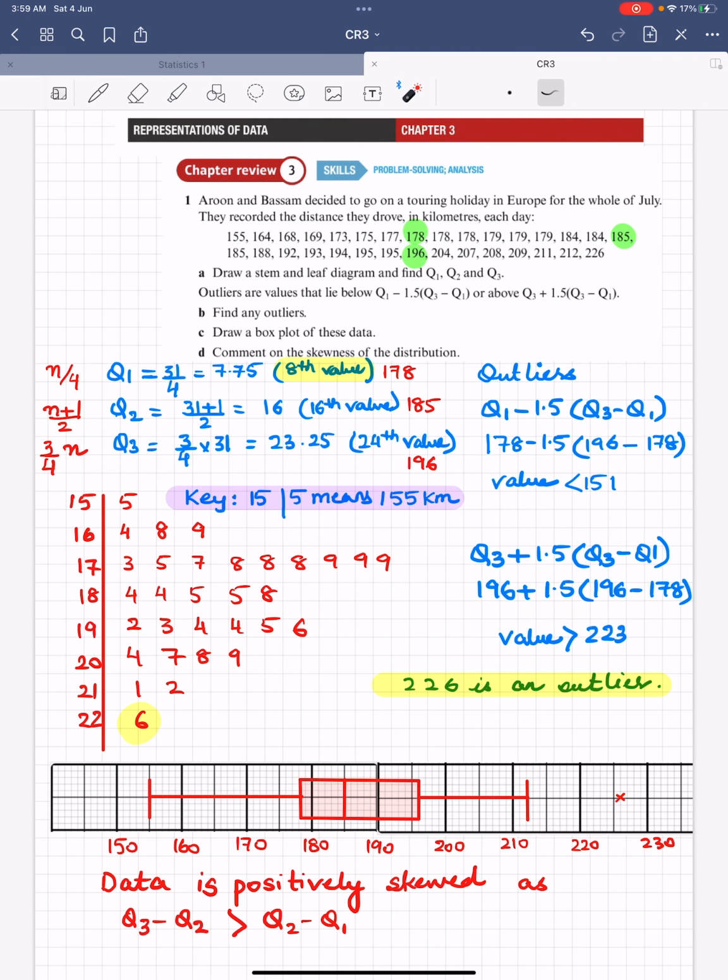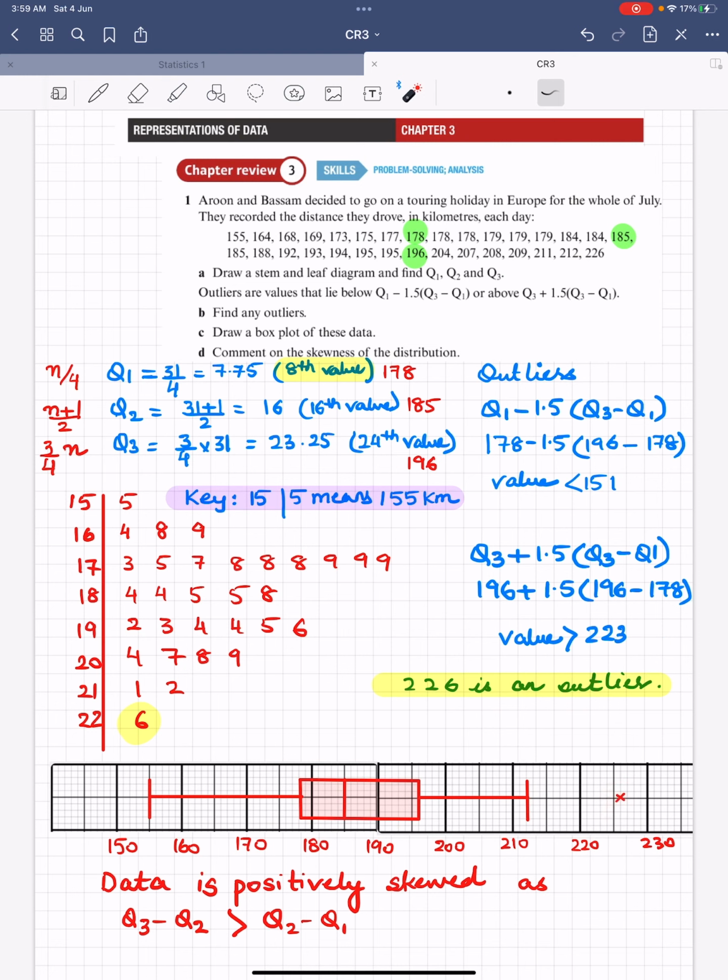The next part is draw a box plot of the data. So with drawing the box plot, we have the highest number in the stem and leaf diagram, which is 212, and this should not be an outlier. So this is this reading. This is the lowest number, which is 155. This is the upper quartile, this is the median, and this is the lower quartile. So this is Q3, this is Q2, and this is Q1. So that gives us the box plot, and yes, this is the outlier, which is 226.